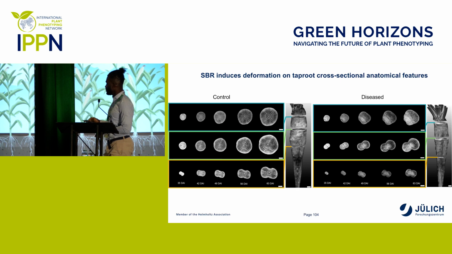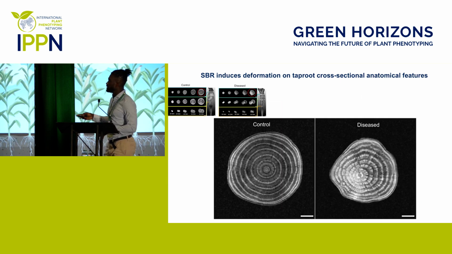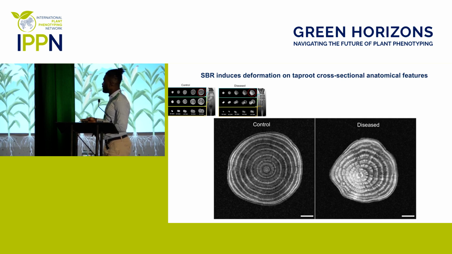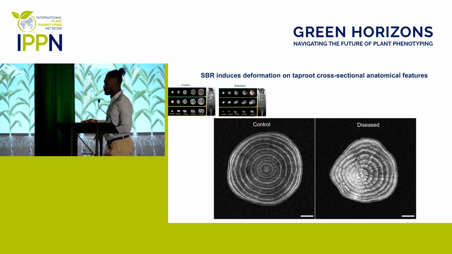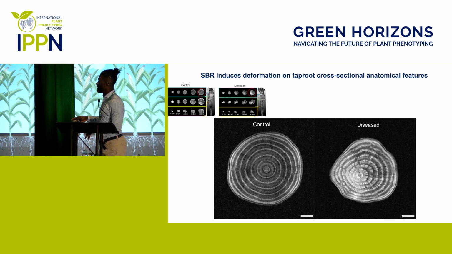You might appreciate it more if we have a closer look at the upper 2 slices at the last imaging date. So in a control sample, we see a clearly defined anatomical structure for a healthy sugar beet. If any sugar beet enthusiast is here, he or she will disagree with me. This is how clear a healthy sugar beet looks.